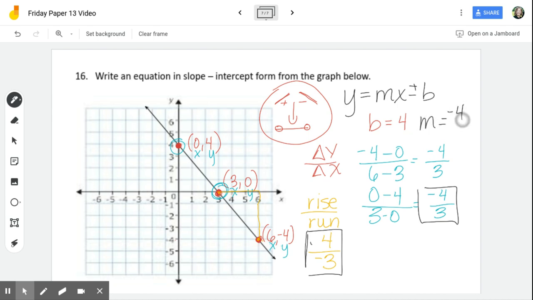So my m equals -4/3. With all that being said, I need to write an equation in slope-intercept form. We have y equals, what's my m? -4/3 x, and my y-intercept is a +4. This is my answer for number 16. All right, good luck to you.